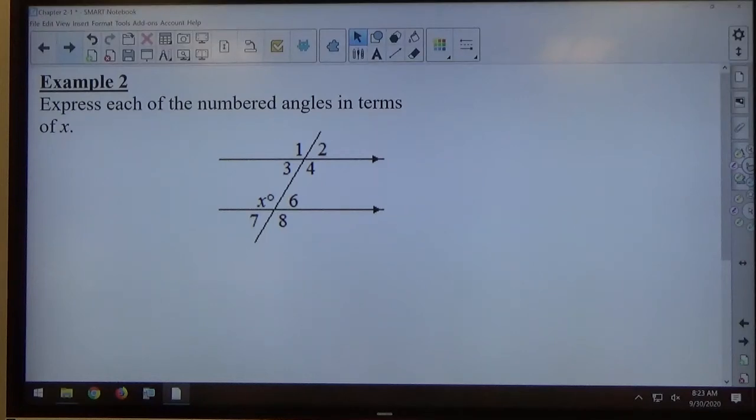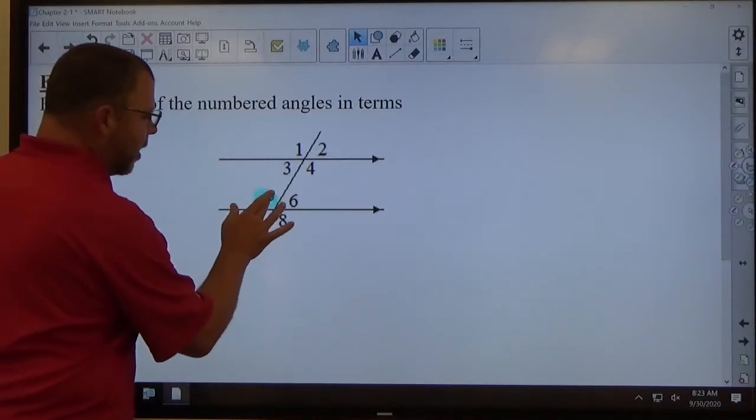For example 2, it says express each of the numbered angles in terms of x. Now it's similar to what I just did a moment ago with the 110 and the 70, but now they made it more abstract. Instead of an angle measure, they gave me an x.